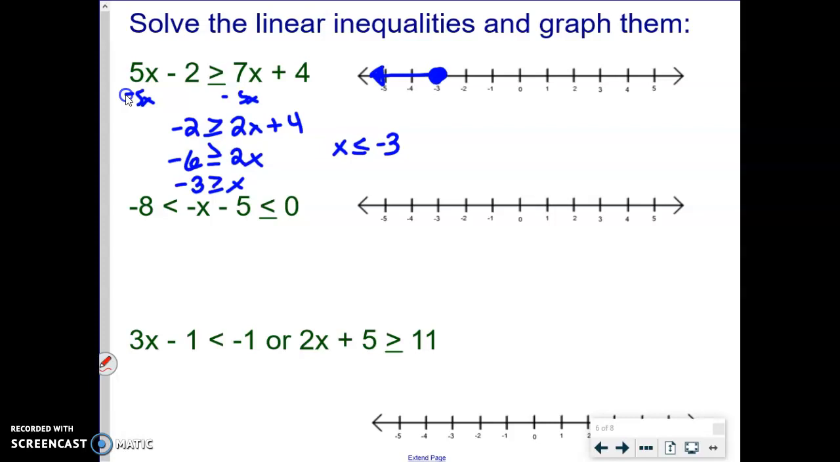So here I've got negative x minus 5. The first thing that I would do is add 5 to both sides. But now there's 3 sides to add it to. So here I would get 5 plus negative 8 is negative 3 is less than negative x, which is less than or equal to 5.